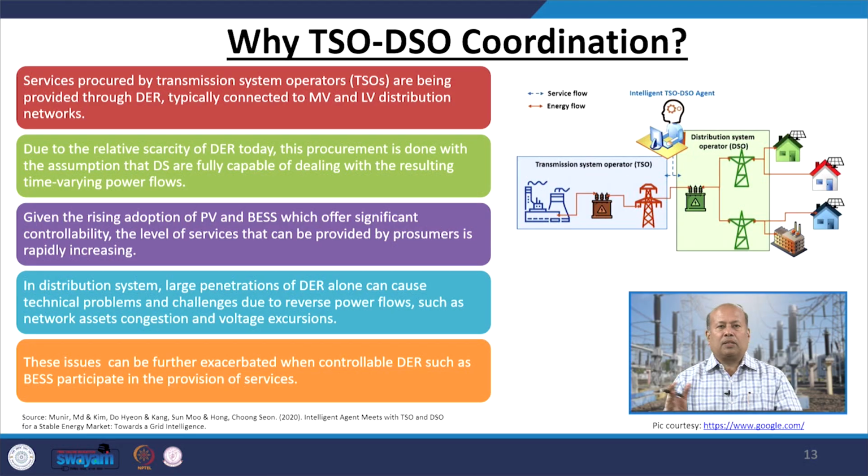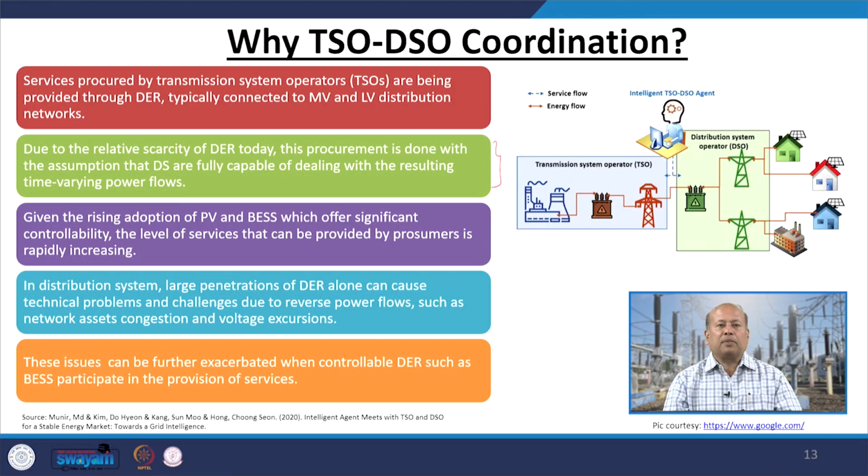Now, if there is a huge plant getting connected, let's say at an 11 kV distribution system, or maybe at a 33 kV distribution system, that can easily be transferred to the 132 kV sub-transmission system of the network. So, due to the relative scarcity of DRs today, the procurement is done with the assumption that the DS are fully capable of dealing with the resulting time-varying power flows.